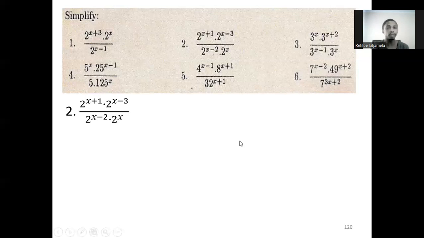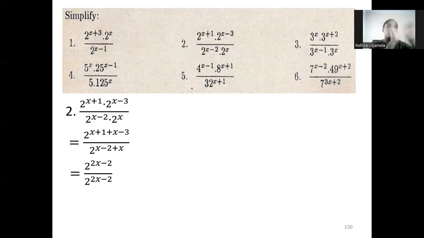You represent it as a single base in the numerator, you add the exponents, and you do the same thing in the denominator. At this step, you have two options, and the easiest option: you've got the same bases and same exponents, so you cross them out. As long as there is no plus or minus between the bases, you can cross them out, only if there is just multiplication or division in between. Otherwise, you can't do anything.